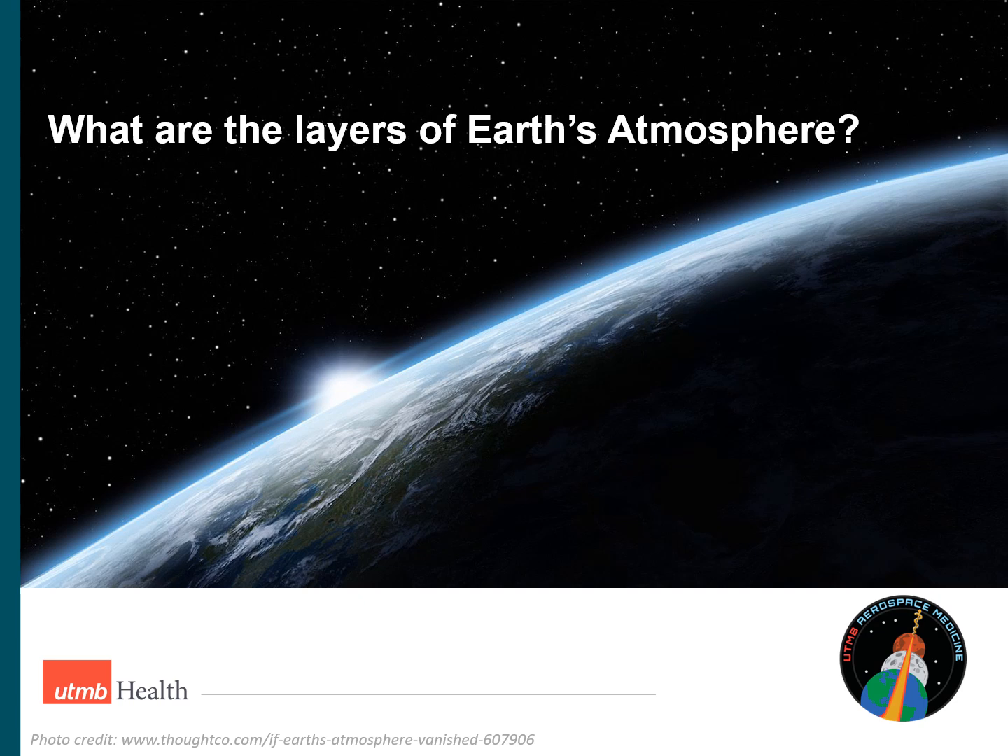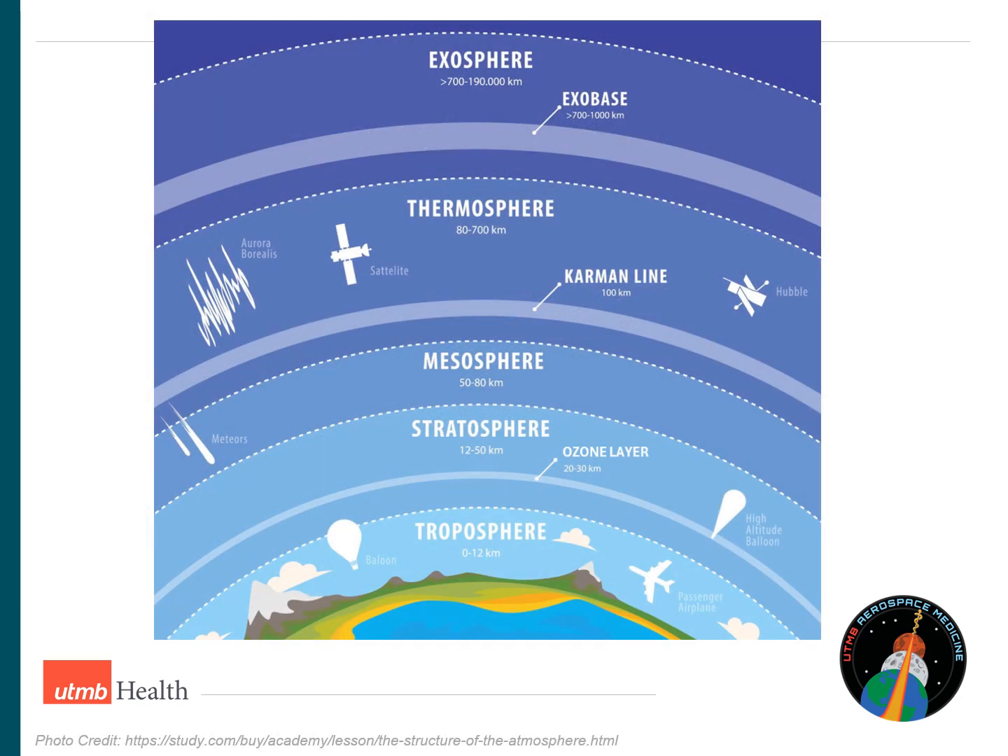Now let's discuss the layers of the Earth's atmosphere and why they matter to an aerospace medicine physician. The layers of the atmosphere in order from the Earth to space are the troposphere, the stratosphere, the mesosphere, the thermosphere, and the exosphere. Cooling at the poles lowers the altitude of each atmospheric layer, so each layer is thickest at the equator. Let's look at each layer in more detail.